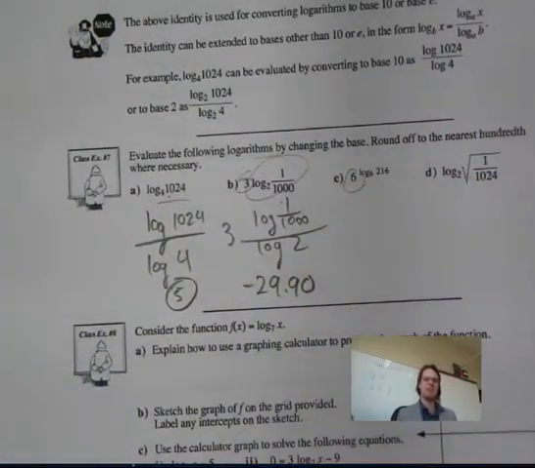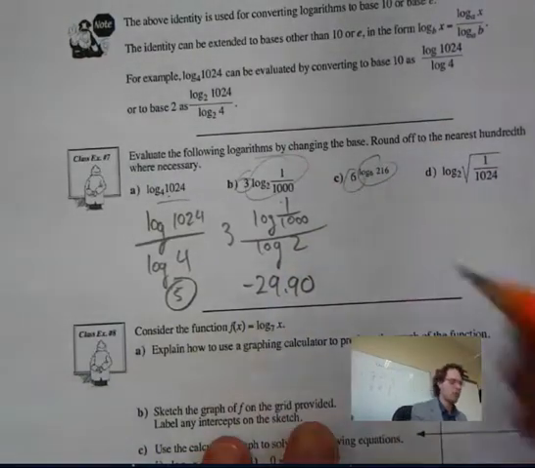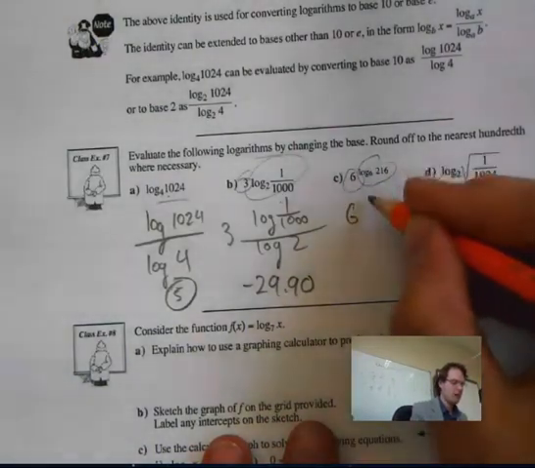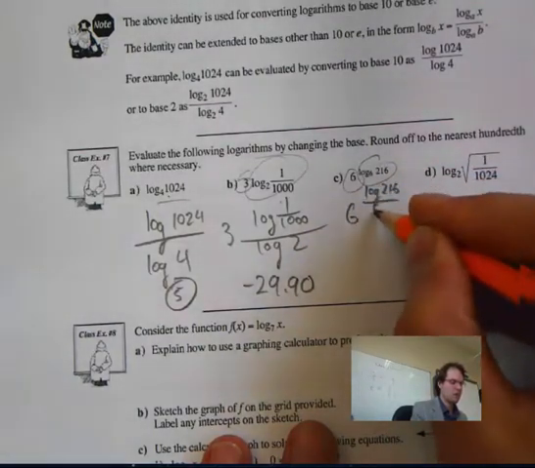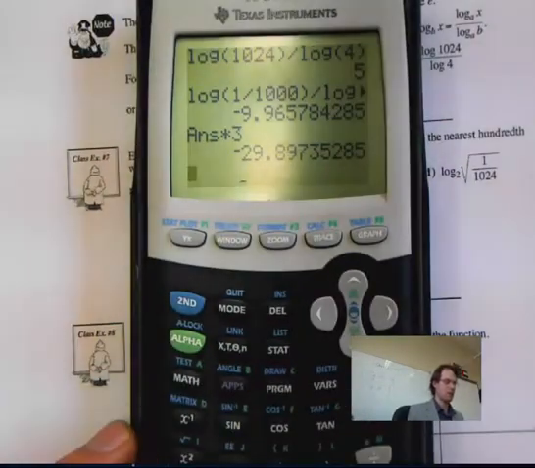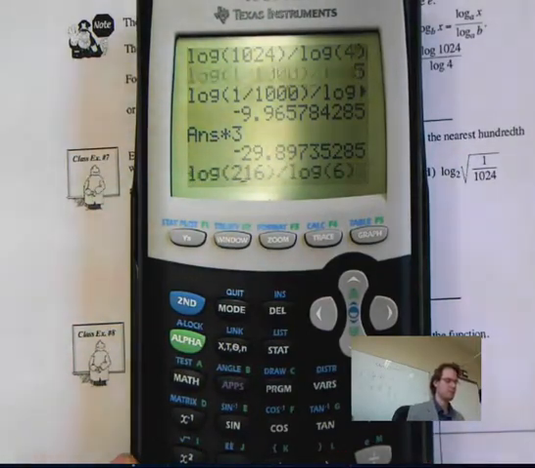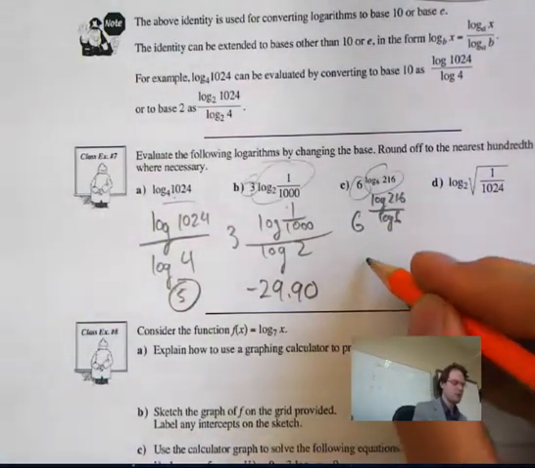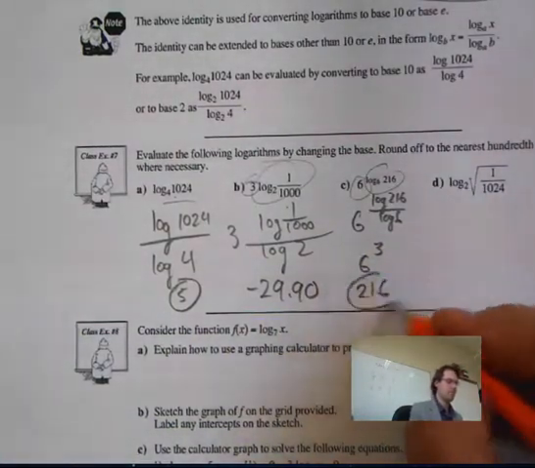So once again, we're given an exponent in the logs, so I'm going to simplify the exponent first. So that's going to be 6 to the power of log 216 all over log 6. So let's put that in. Log 216 divided by log 6, I end up getting 3. So that's 6 to the 3, which is actually equal to 216.